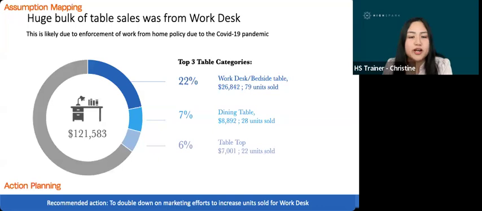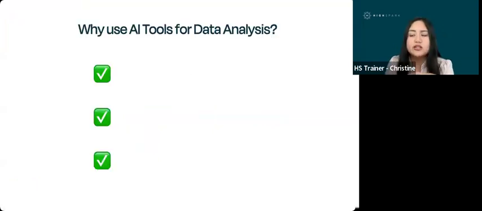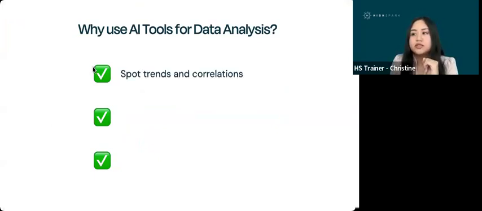Together with Gemini, we will help to improve this process. So why use AI tools for data analysis? There are three things why you may want to use an AI tool for your data analysis. Number one is to spot trends and correlations.